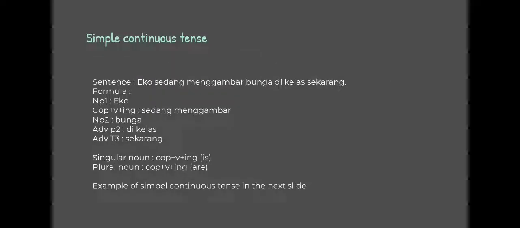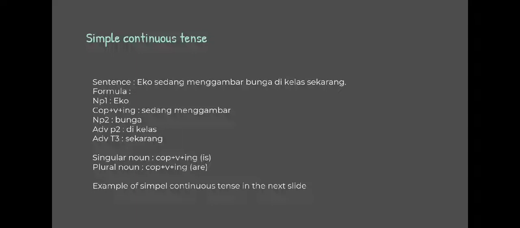Okay, here we have the simple continuous tense. Simple continuous tense is used when you're trying to tell whatever action that you do at the time you're speaking. And here I just make the sentence, Eko sedang menggambar bunga di kelas sekarang. And the formula for the simple continuous tense is NP1 Eko, copula plus verb plus ing, sedang menggambar, NP2 bunga, adverb place di kelas, adverb time sekarang.